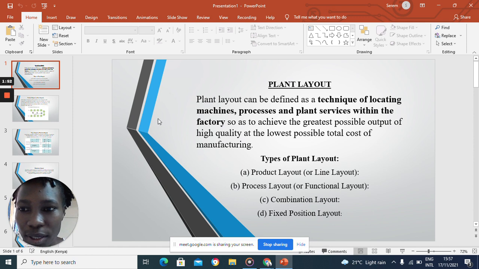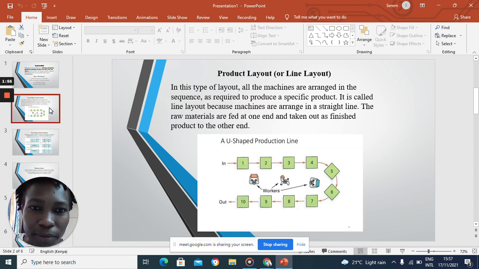The first type is what we call the product layout, or what we call line layout. In this type of layout, all the machines are arranged in a sequence. In this case, we mean the first machine that is going to be used in the processes is going to be followed by the next machine all through to the last one. In other words, it is the line that the product will follow. If milk is going to come in at stage 1, as you can see in that diagram, as the reception stage, then goes to stage 2, stage 3, it is not going to change the process all throughout to stage number 10. So it is following a specified line. In this diagram that you can see, we're going to have a U-shaped production line.